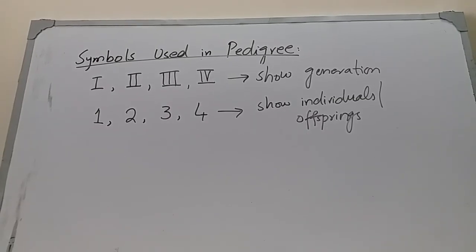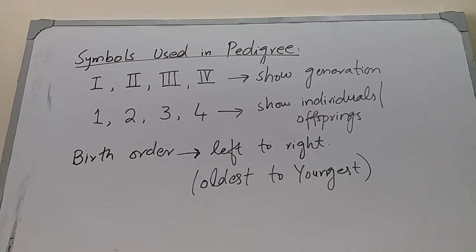The Roman numerals 1, 2, 3, 4 show generations, and we can show many generations in a single pedigree chart. The Arabic numerals 1, 2, 3, 4 show individuals within a generation, or they show offspring in the order of birth. Birth order is from left to right, from oldest to youngest. The oldest child is placed first and so on, while the youngest will be on the right side.